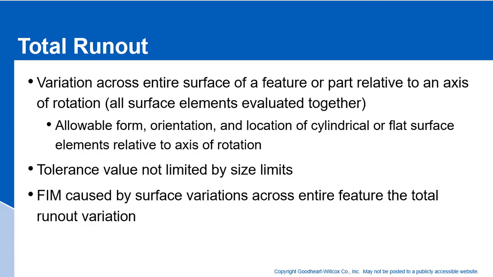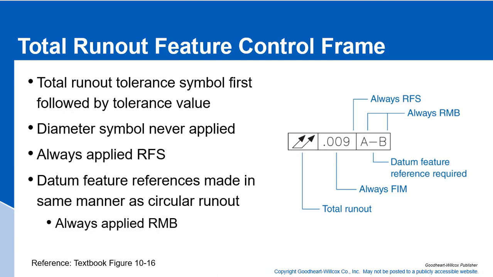Let's take a peek at what a feature control frame would look like for total runout. You have the tolerance symbol first. Total runout is two arrows. The diameter symbol is never applied because we don't apply these tolerances to features of size. We only apply them to surfaces, and they're always applied regardless of feature size. There are never any modifiers in here. And the datum feature references are made in the same manner as circular runout. That means they are always applied regardless of material boundary.